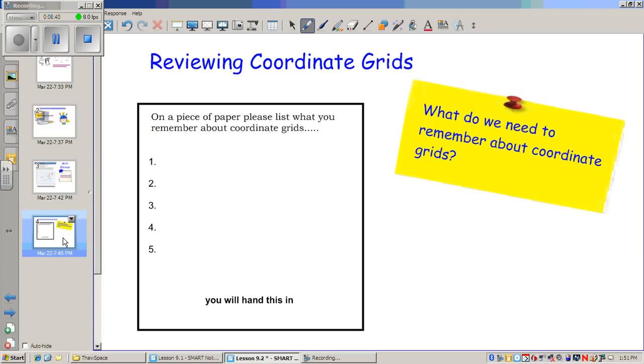And finally, reviewing coordinate grids. What do we need to remember about coordinate grids? On a piece of paper, please list what you remember about coordinate grids. Now, you're going to hand this little sheet in. See if you can think of like 5 things.